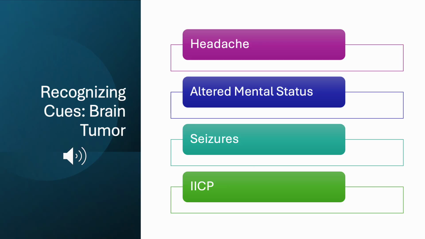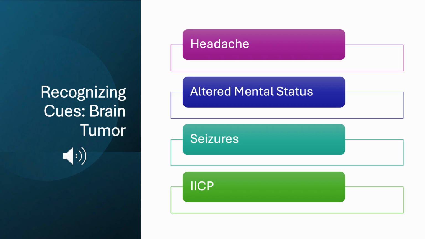Recognizing cues of a brain tumor. Signs and symptoms can vary depending on where the tumor is. I'm going to give you the global signs and symptoms to keep it a little bit easier, all right? You can use the mnemonic HAS, H-A-S. Headache, typically in the morning, gets better during the day.